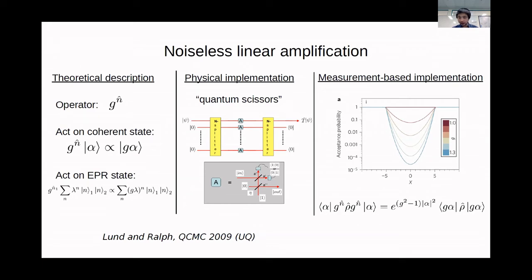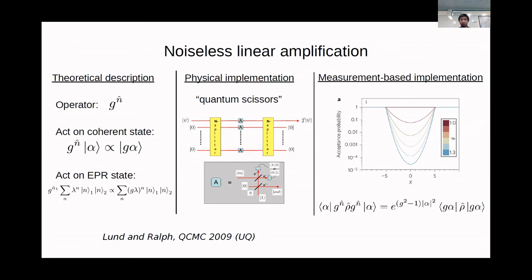This operator itself is not particularly meaningful until you act it on a coherent state and you see that it amplifies a coherent state without adding any noise. Hence the name noiseless linear amplification. Or you could also act it on EPR states, and that will increase the entanglement of the EPR state.